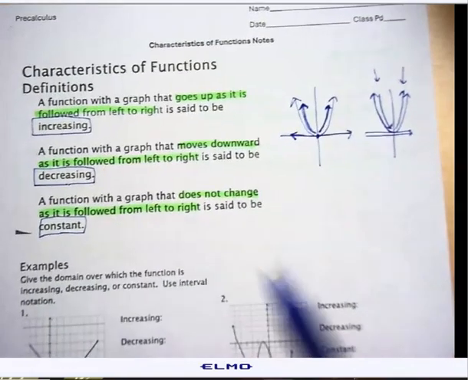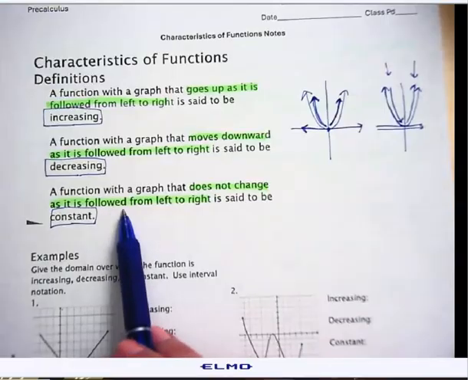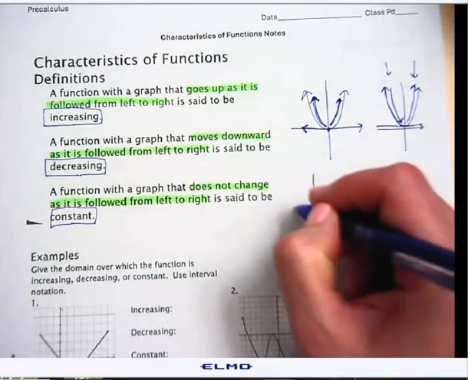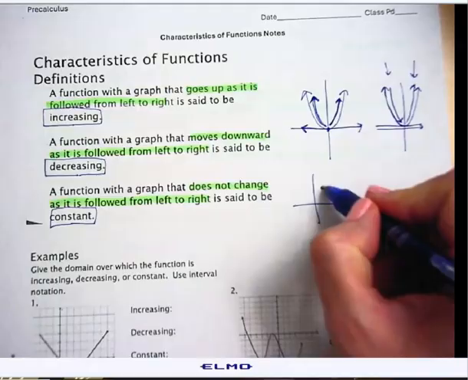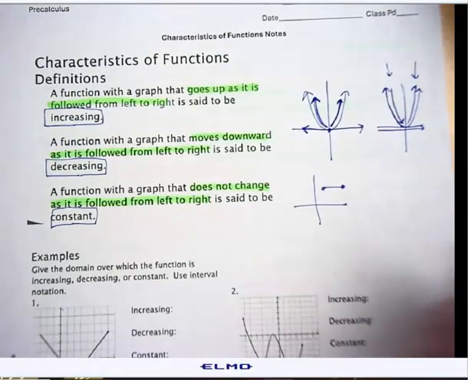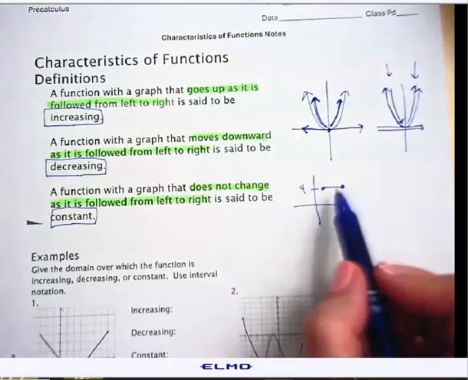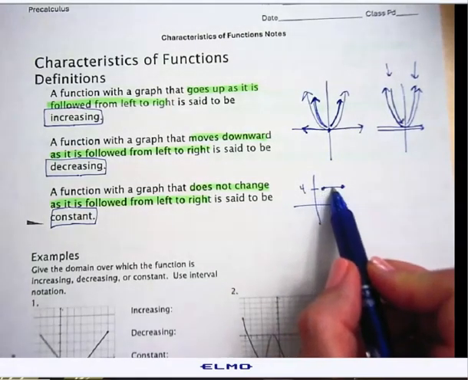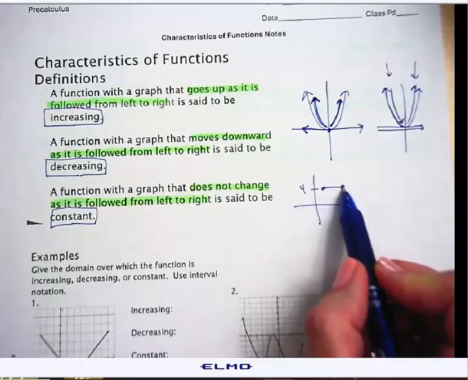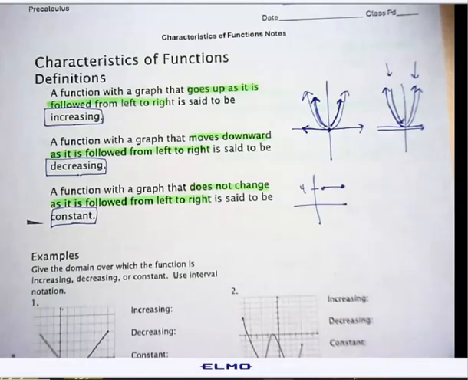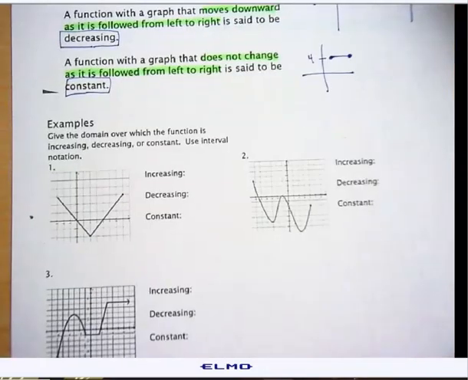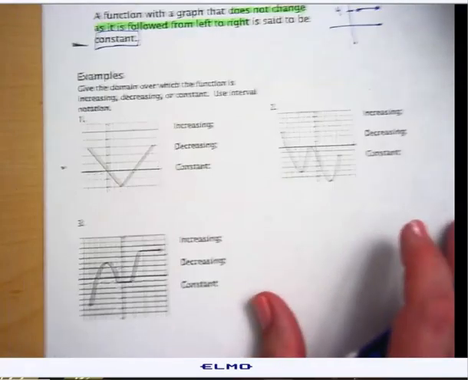And then if you have a graph that does not change as it is followed from left to right, so let's say we have this, this is a constant function, right? So let's say that was 4. The y values are constantly 4 as the x's are going from left to right. And that's what we mean by constant. So down here, we are going to identify the increasing, decreasing, and constant intervals.